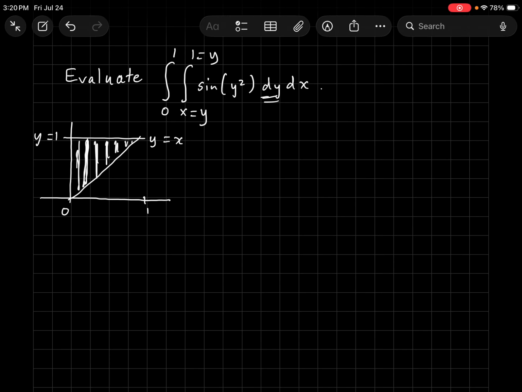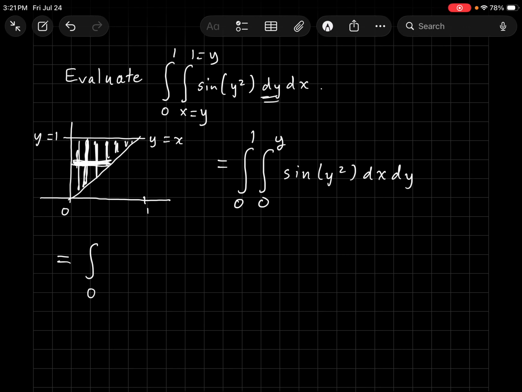So how can we write this double integral if we change the order of integration? We'll do dx then dy. Well, going horizontally, I'm going to draw a representative row here. That says we're going to go from x equals 0 to x equals y. And then y is going to go from 0 to 1. Does this help us? Well, let's see.